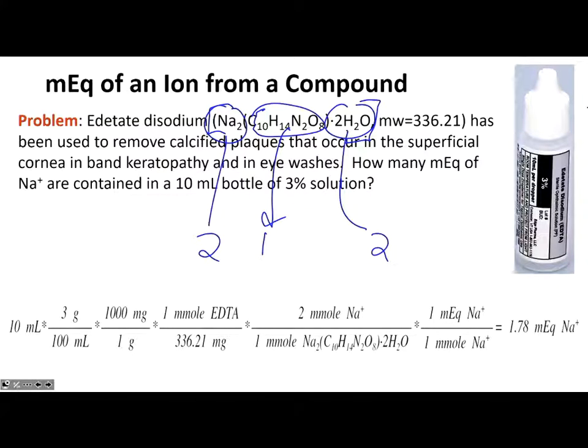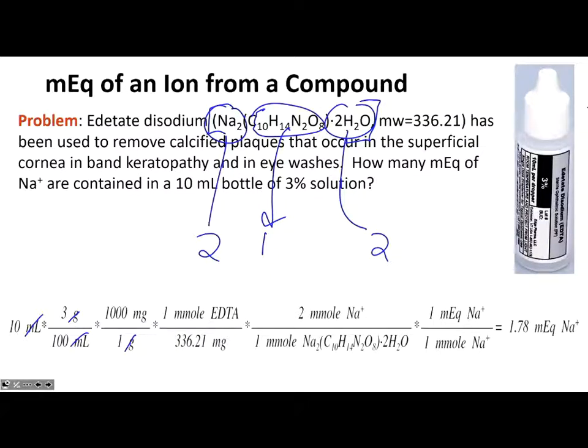Well, it wants to know how much total sodium milliequivalents is in the whole bottle. So the bottle's 10 milliliters. So can you still set up your concentration? So let's take 10 milliliters times the 3% weight per volume. Since it's weight per volume, it's grams per milliliter. And since it's a percent, it's 100 milliliters. So we have 3 grams per 100 milliliters. Multiply that by 10, and I cancel my volume, and I'm now in grams. Let's get to milligrams by multiplying by 1,000. So that will cancel out my grams, and now I'm in milligrams. I'm in the weight of my sodium edetate, or my disodium edetate, EDTA.